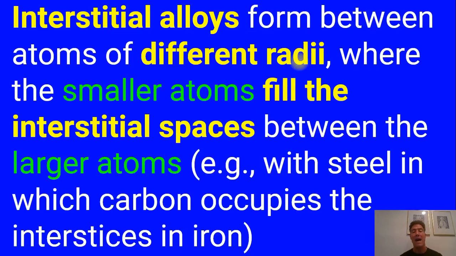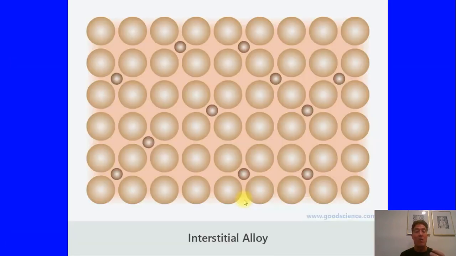Alloys are when you have different atoms that combine in different ways. And we're going to see 2 different kinds of alloys, interstitial alloys and substitutional alloys. The first of these, the interstitial, forms between atoms of different radii, so different sizes. And what happens is if you have a big enough atom in a metallic solid, there's space in between them, which is called the interstitial spaces, for a smaller atom to squeeze in there. So, for example, carbon can squeeze into the spaces in iron, and it makes the alloy known as steel.